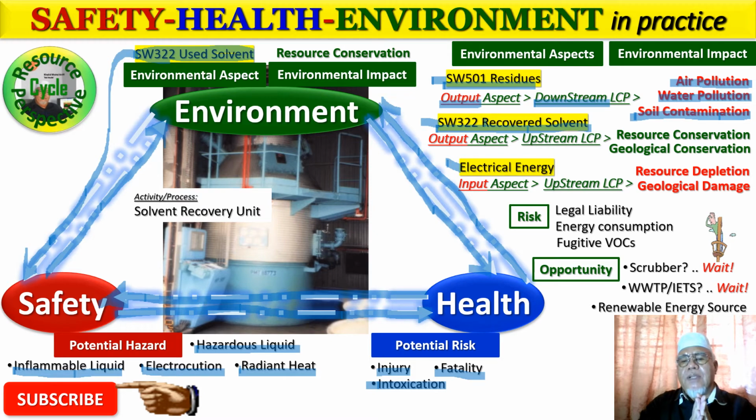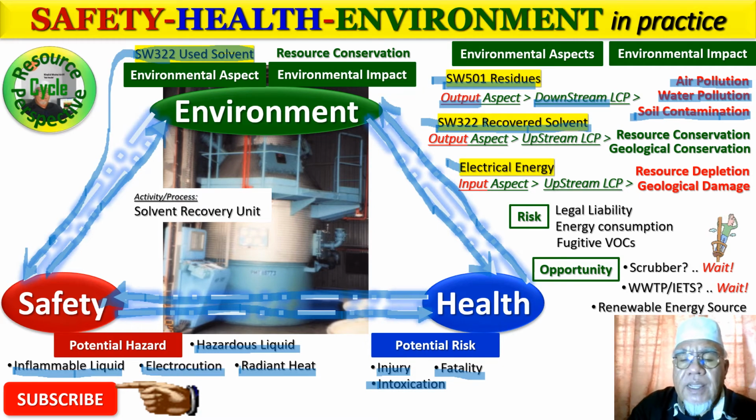Now, this is a recovered solvent, produced from the condensate from this particular solvent recovery unit. Remember, the solvent is heated up, it turns into vapor at high temperature, and it is condensed into recovered solvent. And it is being reused by this factory. So what happened? It is still an environmental aspect, right? How is it an environmental aspect? Then what would be the environmental impact?